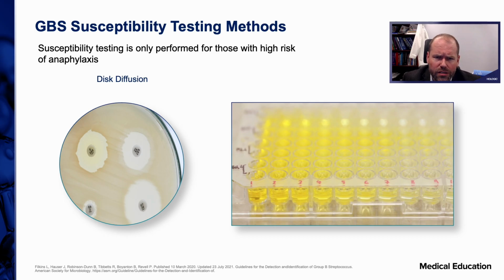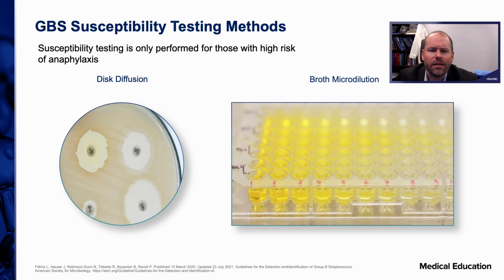Broth microdilution is a similar idea, with certain concentrations of antibiotics increasing in dilutions, right? So you have stronger concentrations, or if you look at it the other way, weakened concentrations, and you look at what concentration can kill the bacteria. So which concentration is going to kill GBS?